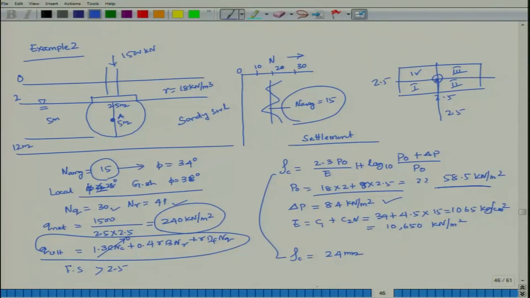You have to calculate E: C1 plus C2 N. C1 is your 39, C2 is equal to 4.5 kg per cm square. So, it comes out to be 1065 kg per cm square. E is equal to 10650 kilonewton per meter square. From there we calculate rho C is equal to 24 mm. I will solve 2 more examples maybe next class, I will keep it here. Thank you.